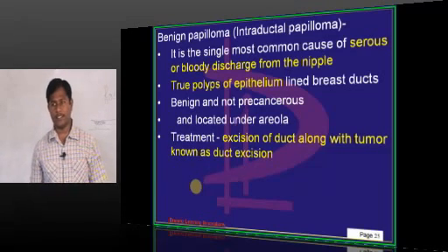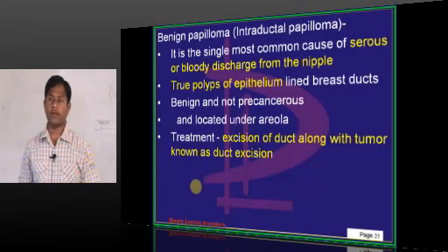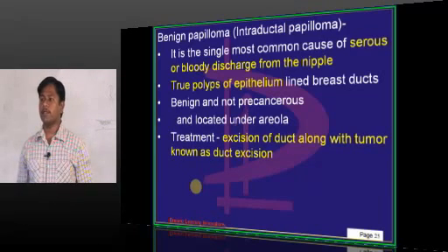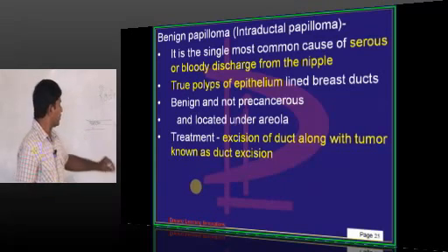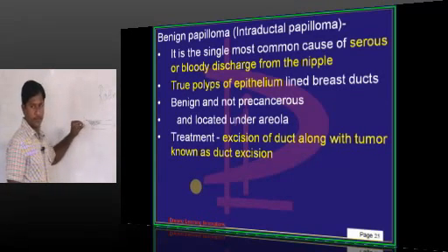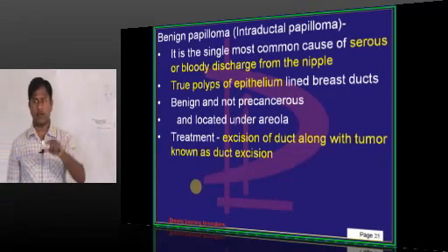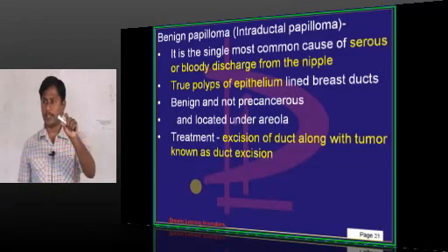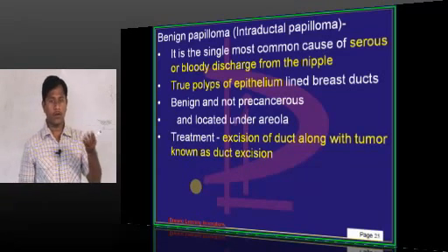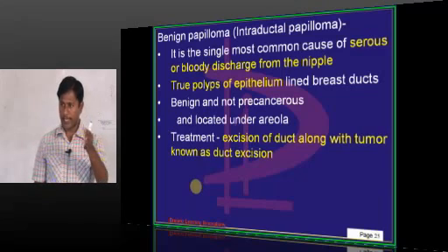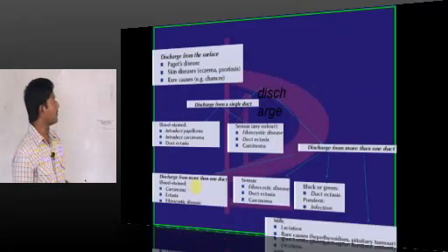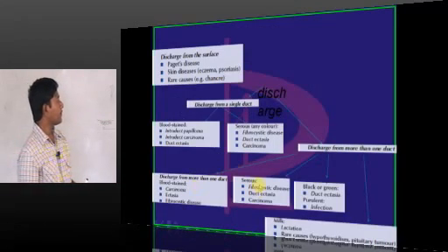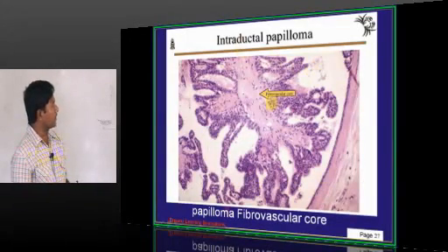Now, how to treat this duct papilloma? The treatment is called microdochectomy. You remove this duct per se. Just only the duct, not everything around the duct. That is called microdochectomy, ductectomy, like removing the duct. This is a case of intraductal papilloma.